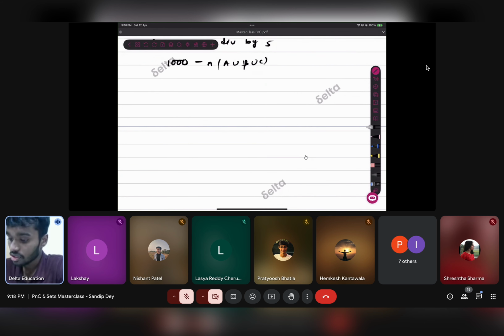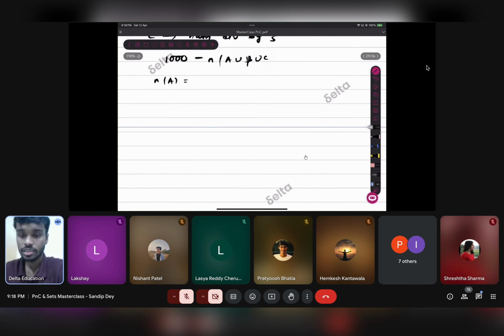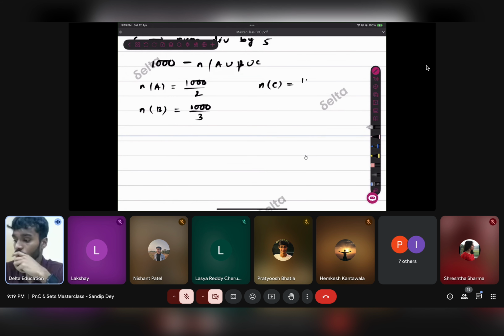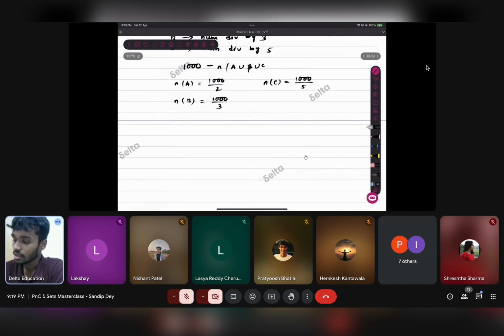So how can I calculate it? If I want to calculate how many numbers are divisible by 2, that is n of A, there are 1000 sequential numbers from 1 to 1000. How many are divisible by 2? 2, 4, 6, 8, all those in sequence, so 500. I can do it as 1000 divided by 2. Now let's talk about 3. How many numbers are divisible by 3? I can get it by 1000 divided by 3. Simple. And for all the numbers divisible by 5, I can do the same thing: 1000 divided by 5.